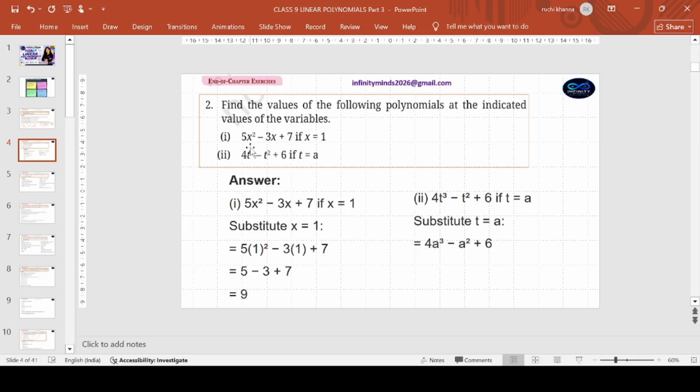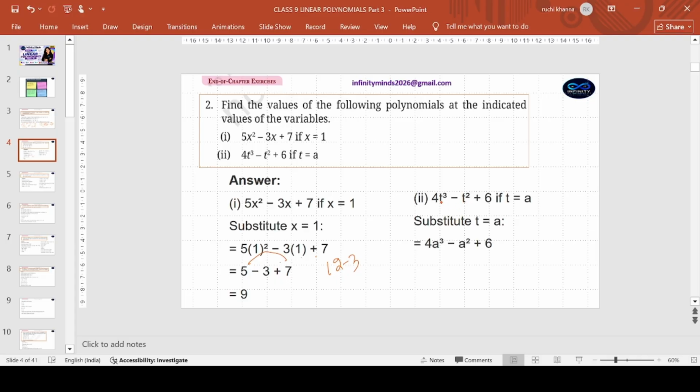Okay, so this is an expression in power, highest power is 2. Such a polynomial would be called quadratic. Wherever you have x, put the value 1. I don't think much explanation is needed. 5 into 1 square is 5, minus 3 plus 7. 7 plus 5, 12, minus 3, 9.